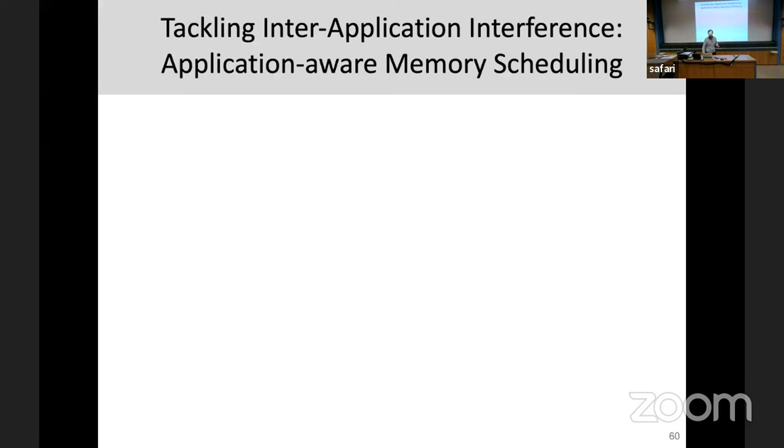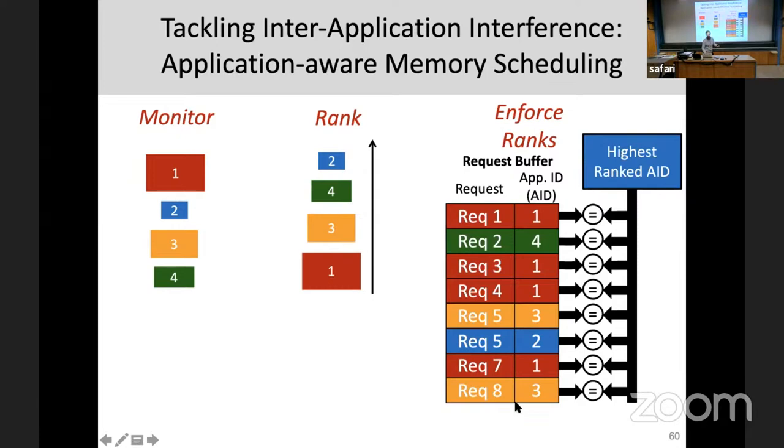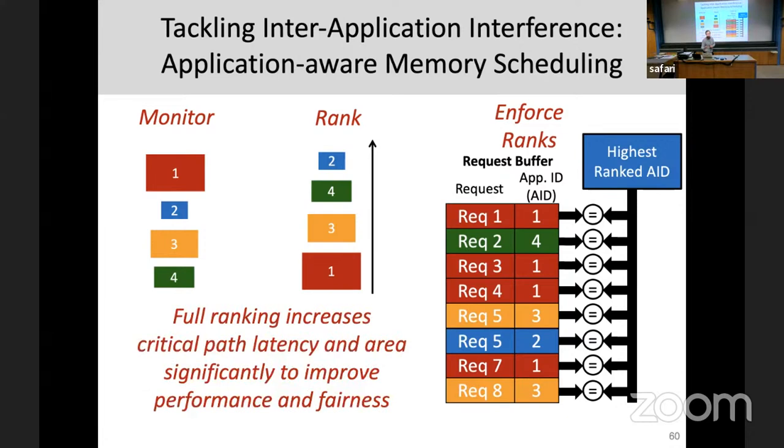The realization is what I talked about earlier. The application-aware memory schedulers that we have discussed monitor the thread characteristics, then perform some sort of ranking, and then enforce the ranks in the memory scheduler. And enforcing the ranking is actually not simple in the memory scheduler, and this paper provides some real analysis, as you will see, using RTL. This full ranking of threads increases the critical path latency and area significantly, with the goal of improving performance and fairness, as we discussed.